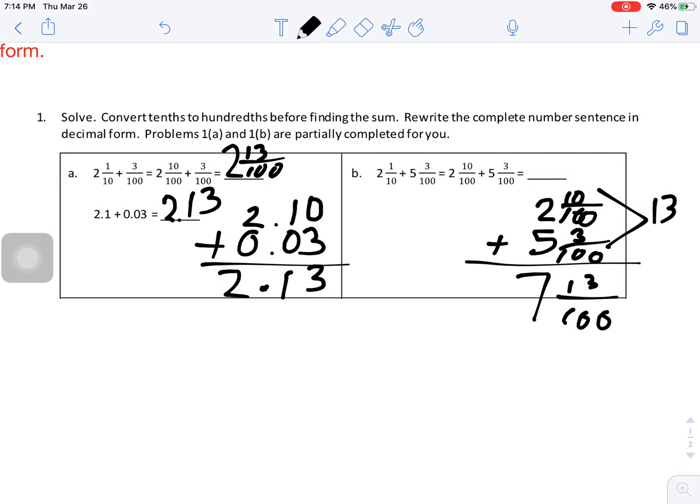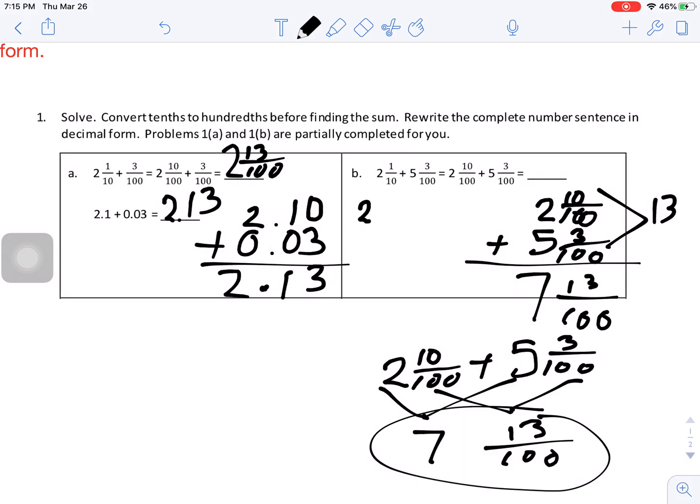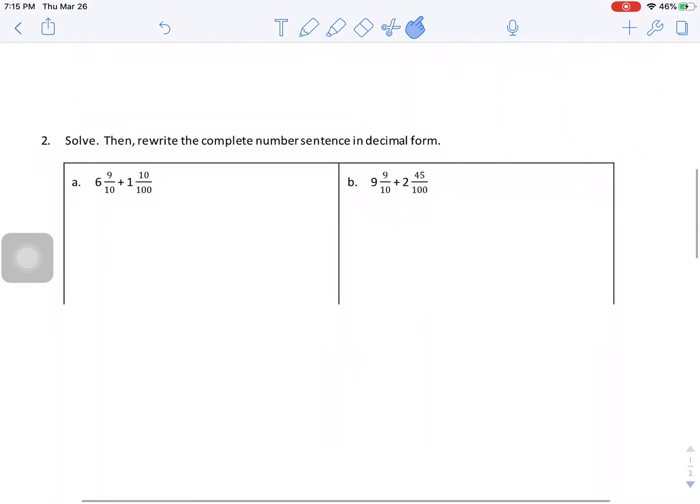I could have done it horizontally by going 2 and 10 hundredths plus 5 and 3 hundredths. I would have added my fraction pieces and got 13 hundredths, and then my whole numbers and got 7, and then my answer would still be 7 and 13 hundredths. To write this in decimal form, I would say 2 and 1/10 plus 5 and 3 hundredths equals 7 and 13 hundredths. You will have problems that look like this as well.